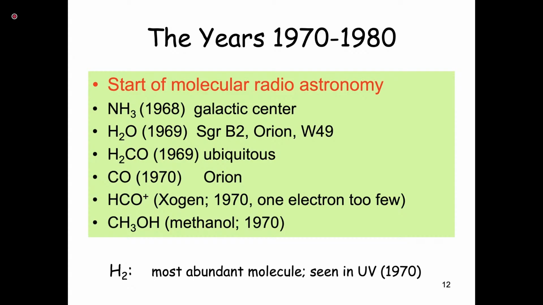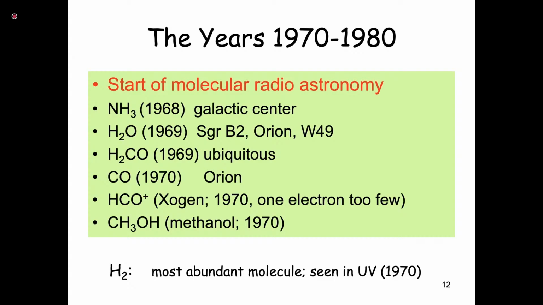It was ammonia. It was seen by a Nobel laureate for lasers, and that was Charles Townes. And other molecules were in different clouds. So if you see something is SGR-B2 or Orion or W49, those are all giant molecular clouds, which have lots of different molecules. But I've just written down water. It was one of the first seen. Another one is formaldehyde. That's two hydrogens, a carbon, and an oxygen. And ubiquitous in English means that it's seen everywhere.